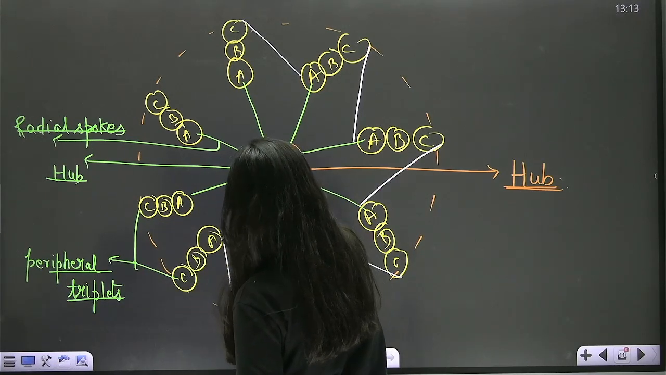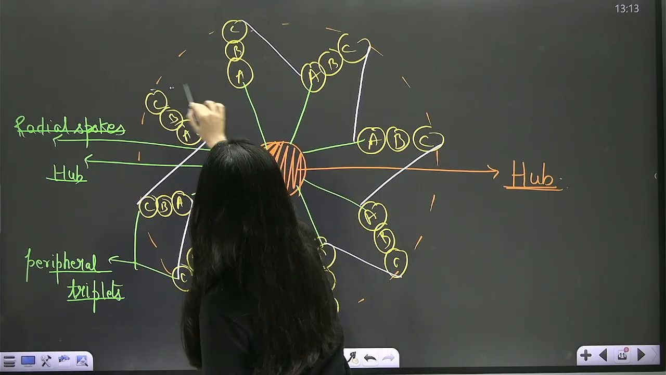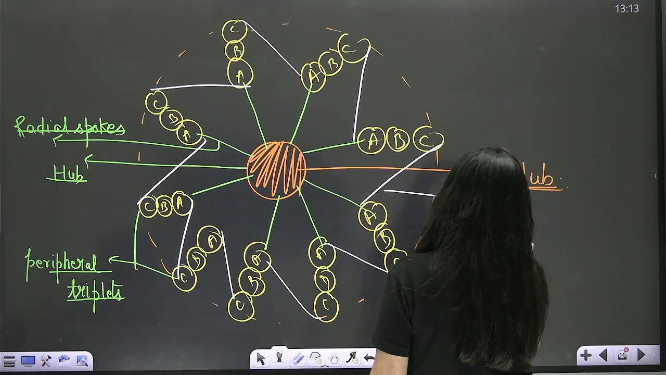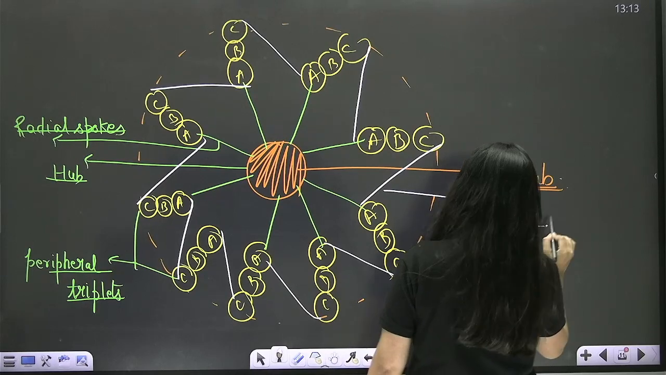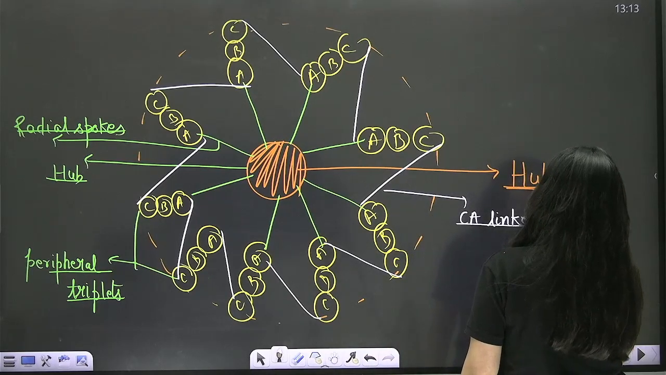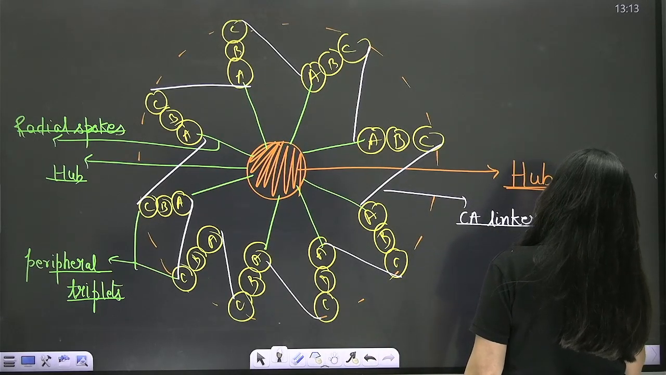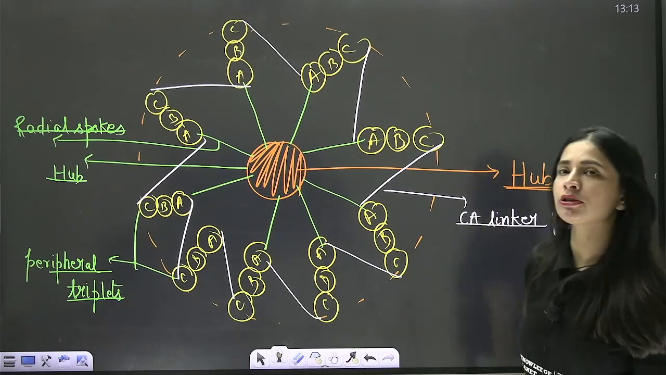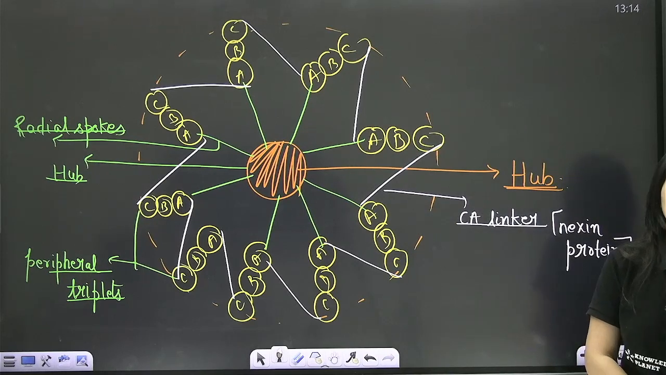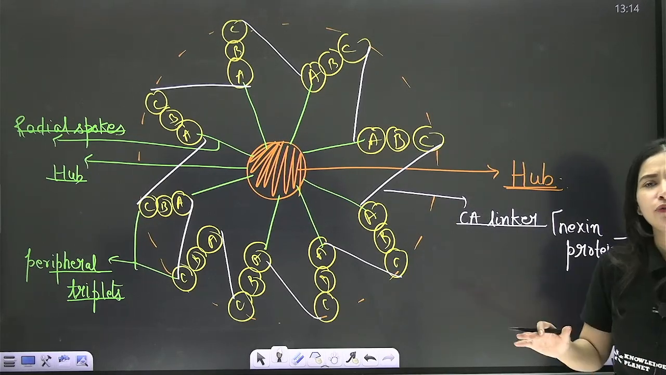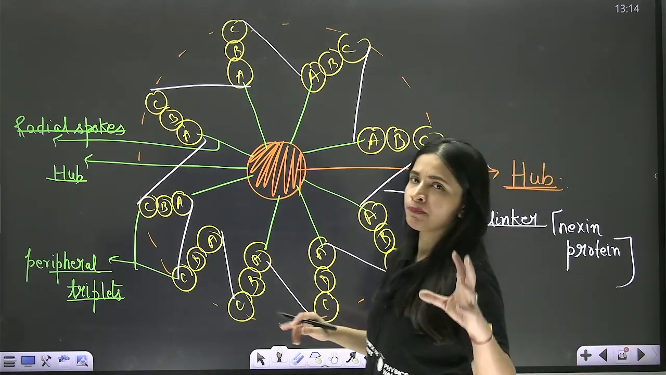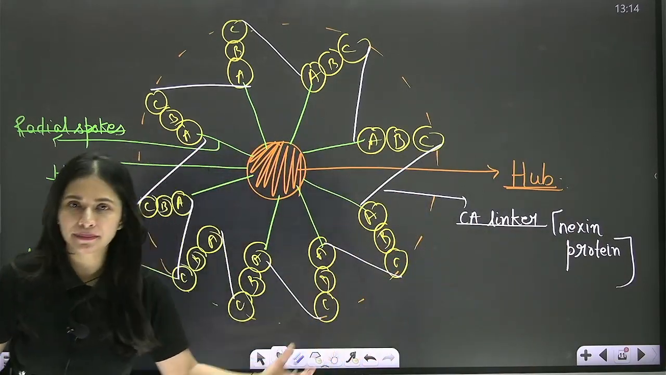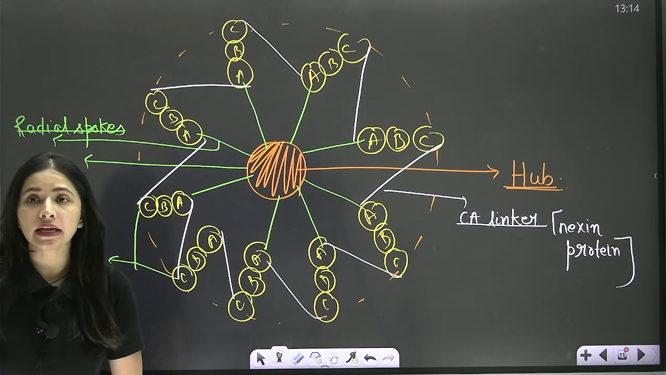So there are 9 CA linkers connecting each triplet to each other. So these are CA linkers, again protein based. Which protein? Especially you have to write nexin protein. Now, this is how the overall structure looks like, and I hope you either feel that this is star shaped or you feel like it's a cartwheel. So you can either say a star shaped structure or giving a cartwheel like appearance.